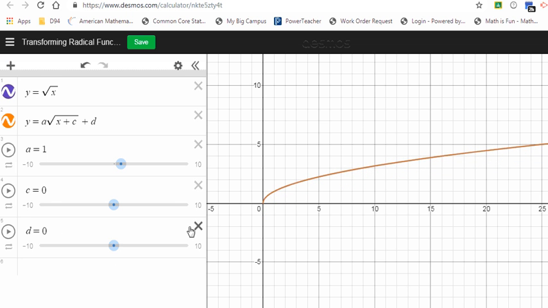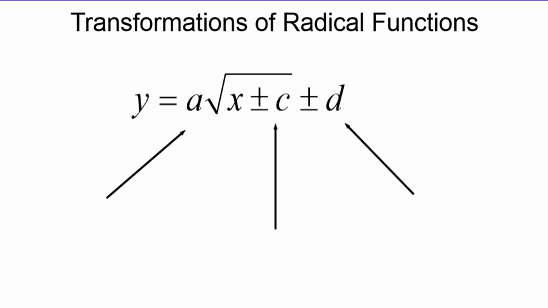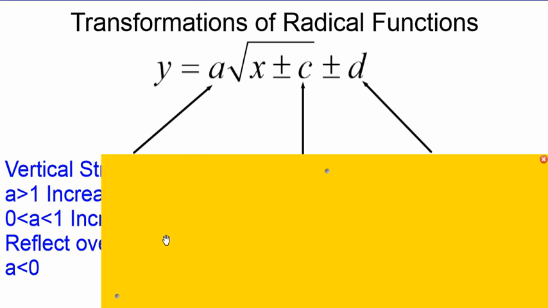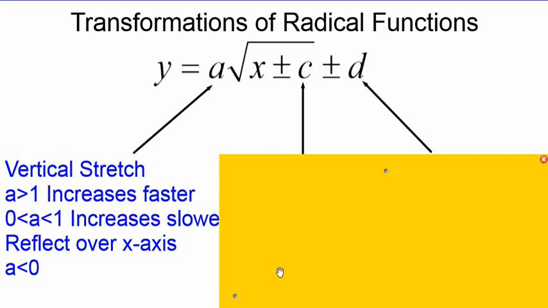Now we've tried those same type of ideas with our other functions with the sliders, and hopefully you saw some of the similar patterns occur. So a couple of things. When we took the sliders and adjusted our a value, we saw that was an output change. That was a vertical stretch. If a was greater than 1, it was increasing faster than what it was before. If a was between 0 and 1, it was increasing slower. And once a became less than 0, or a negative value, it reflected over the x-axis. This is similar to what happened to all of our other parent functions transformations.